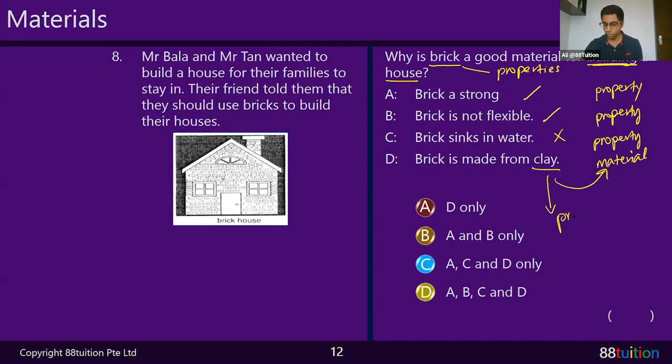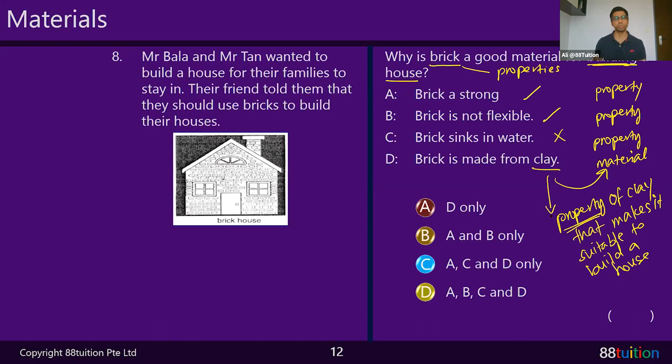It's a property of clay that makes it suitable to build a house. Then we might choose it. So we need to talk about, did they tell you the property? No. So therefore, we can't choose D. We just say brick is made of clay. So what? If I tell you brick is made of clay, you can straight away build it? You must say, oh, you know, clay is a very strong material. It does not sink in water. It does not dissolve in water. Oh, then you can use it. But then they did not say. Of course, then you have to figure out what the properties of clay are. Clay also can be different grades. Okay, it can also dissolve in water. If it dissolves in water, then we don't want to make a house with it. So what are the answers here? Okay. A, B, C. No. We'll go up and see. Only A and B. Okay, good.